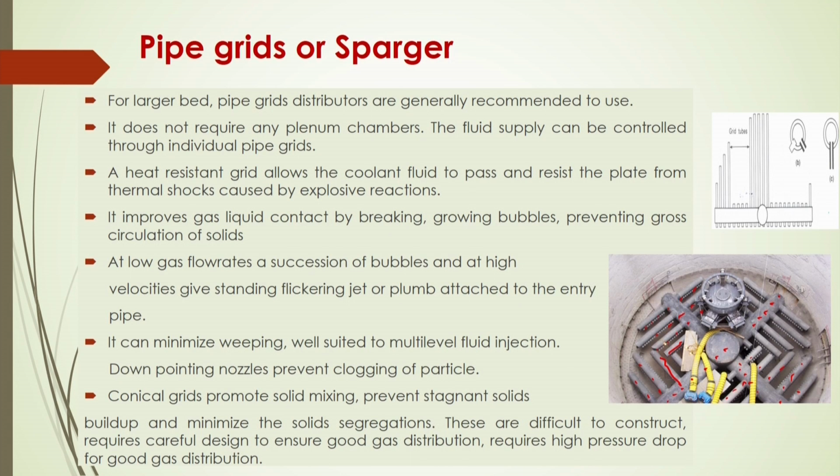In this case, there is build up and it minimizes solids segregation. These are difficult to construct and require careful design to ensure good gas distribution, and require high pressure drop for good gas distribution also. So, though these pipe grids have the disadvantages of higher pressure drop, careful design and solid segregation build up, careful design should be considered for this type, as it has several advantages compared to the others, and it can be used industrially.